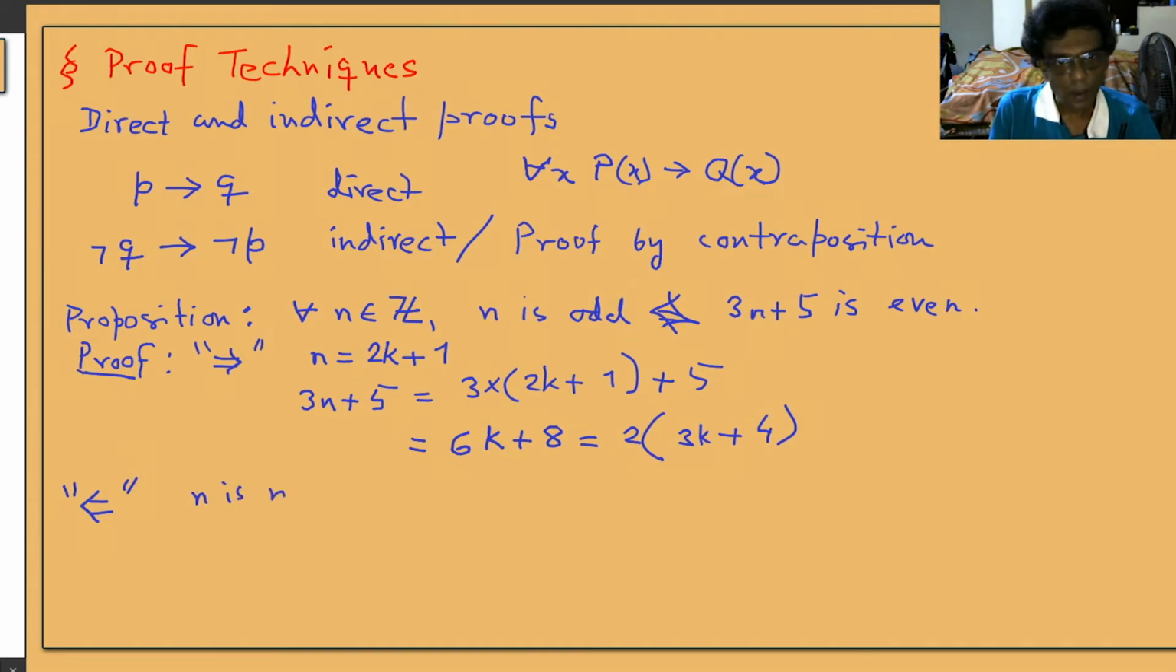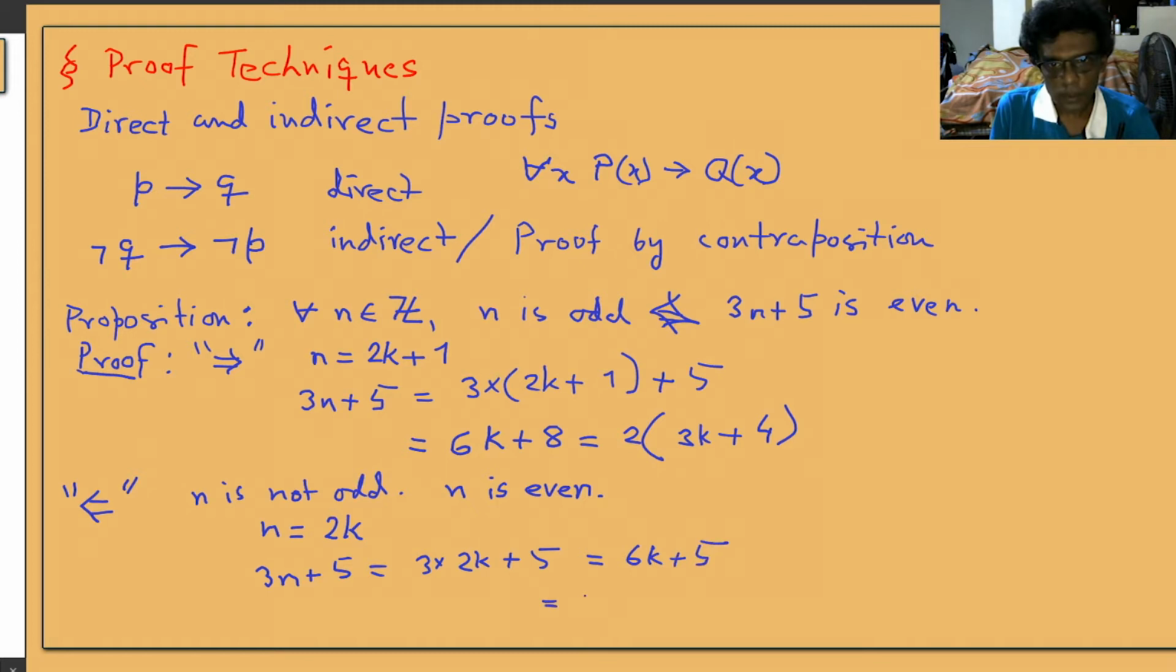So n is not odd. So what does it imply? n is even. You can have n either odd or even. If it is not odd, it has to be even. So I can write n as 2k for some integer k. And then I do the same thing. 3n plus 5 equals 3 times 2k plus 5, which is 6k plus 5. And I can write it as 2 times 3k plus 2, plus 1. So since k is an integer, 3k plus 2 is an integer. So this is of the form 2 times an integer plus 1. So this is odd, that is not even. Okay. So it's a simple example that illustrates the proof technique called direct versus indirect.